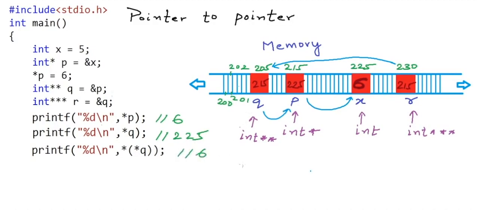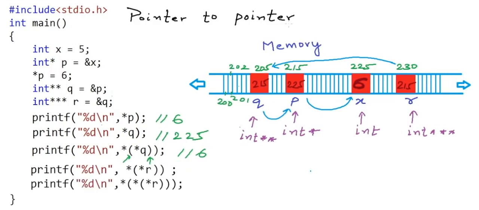We could have avoided writing this parenthesis here. We could have said asterisk q only, and that would have also meant the same. But it's a good practice, if we are using this asterisk operator, to use parenthesis wherever we can, because sometimes when we are also using other operators, we are not sure about the precedence and we want to avoid unwanted behaviors. Now what about these two print statements, asterisk r and asterisk r?